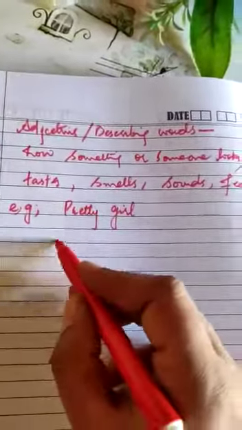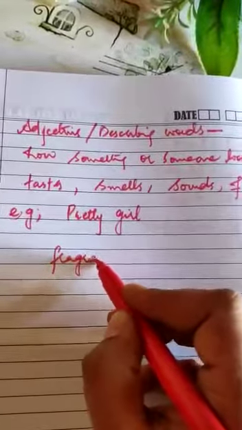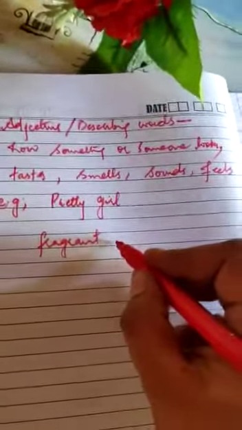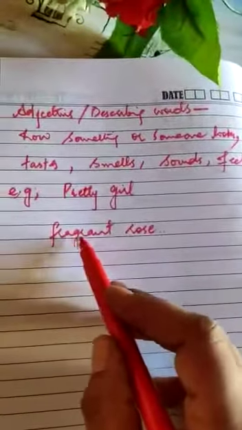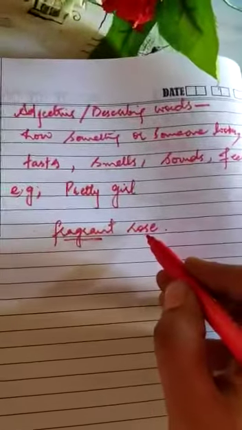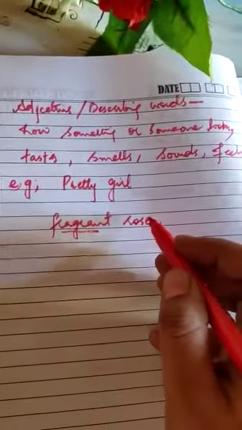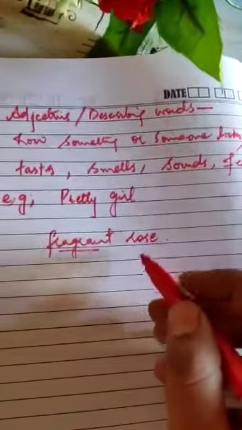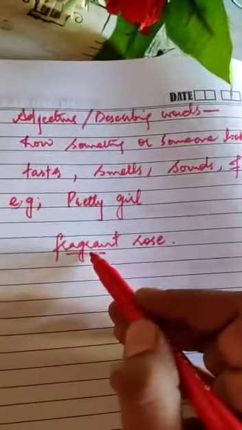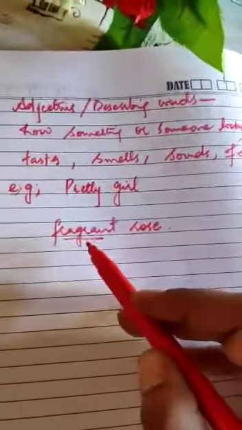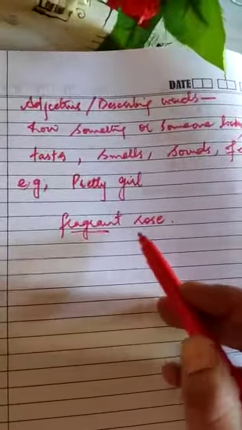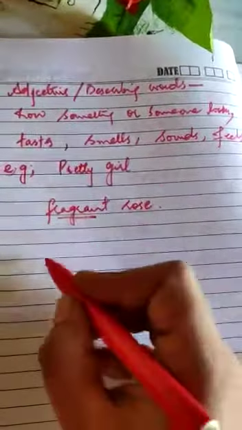We can write fragrant rose. We have a rose here. Yes, it smells so good. Fragrant rose. The word fragrant describes the smell of the rose. It tells us whether the rose has a nice smell or not. So fragrant means very nice. Fragrant is a good smell. So fragrant describes the smell of the rose.